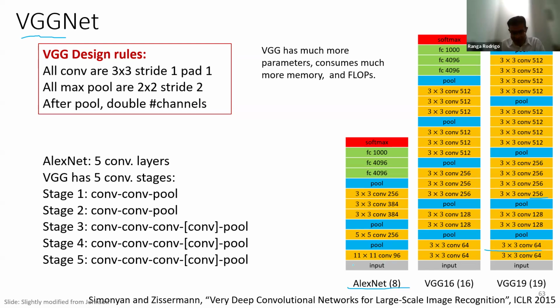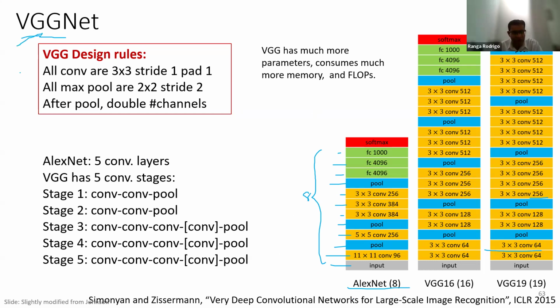So AlexNet had the input image, then 11 by 11 convolutions, a pool, 5 by 5 convolutions, pool, then 3 by 3 convolutions, pool, and the three fully connected layers comprising the 8-layer AlexNet. So what VGG said was, okay, we will not have convolutions other than 3 by 3 convolutions. Of course, when you say 3 by 3 convolutions, remember that the convolution kernel spans the number of input channels. So all convolutions are 3 by 3 convolutions.